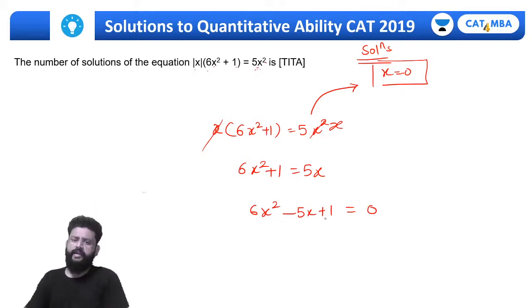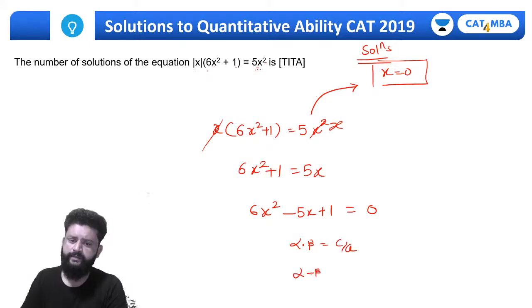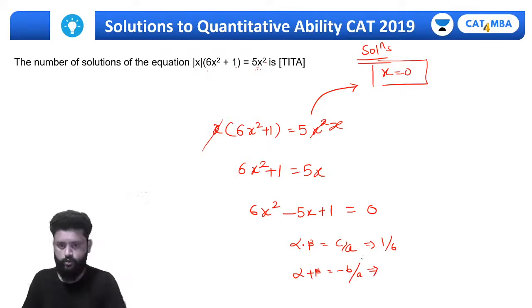I can tell you the roots directly. Otherwise you can go for that b square minus 4ac, because factors are not coming easily. But definitely we know the multiplication of the roots is c by a. Alpha into beta is c by a and alpha plus beta is minus b by a. c by a is 1 by 6 and minus b by a will be 5 by 6.